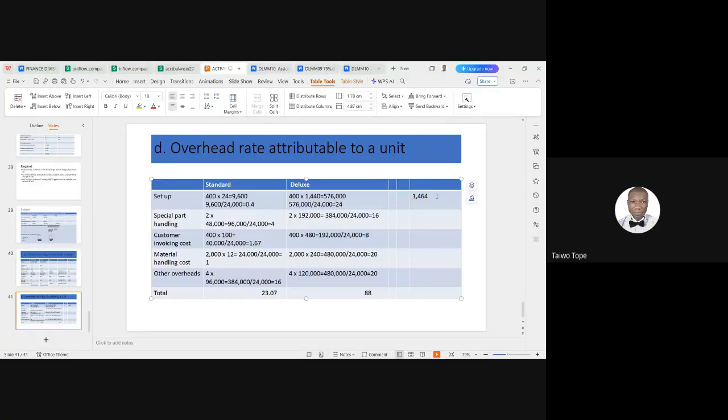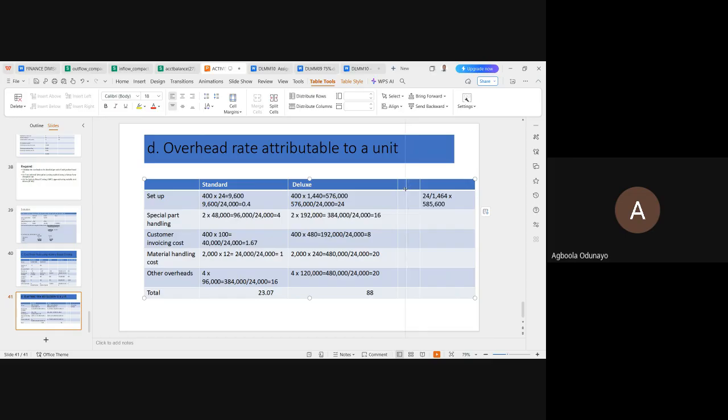I can say 24,000 divided by 1,464, multiplied by the total overhead. What is the value? 585,600. The result will be what? 9,600. 9,600. Divide by 24. You understand? It's still the same approach.